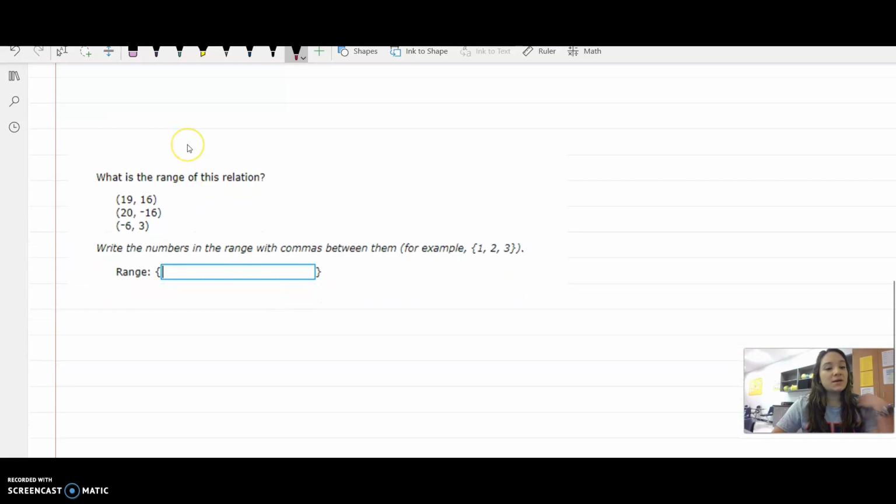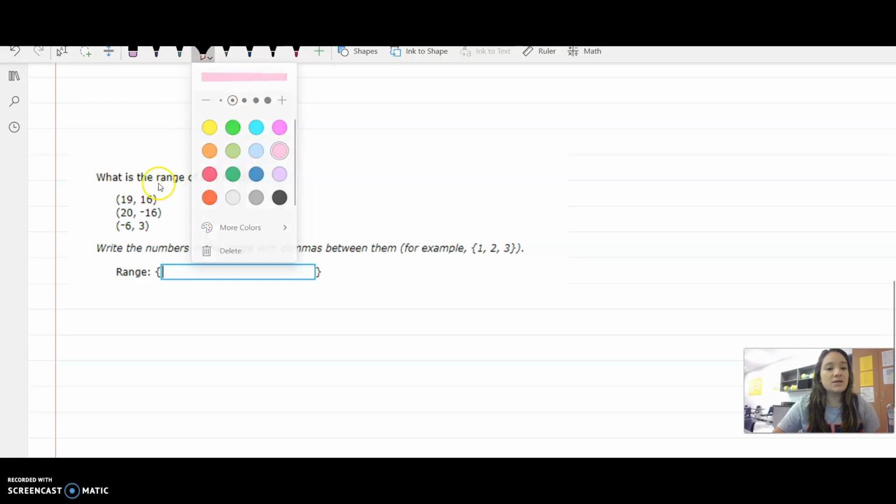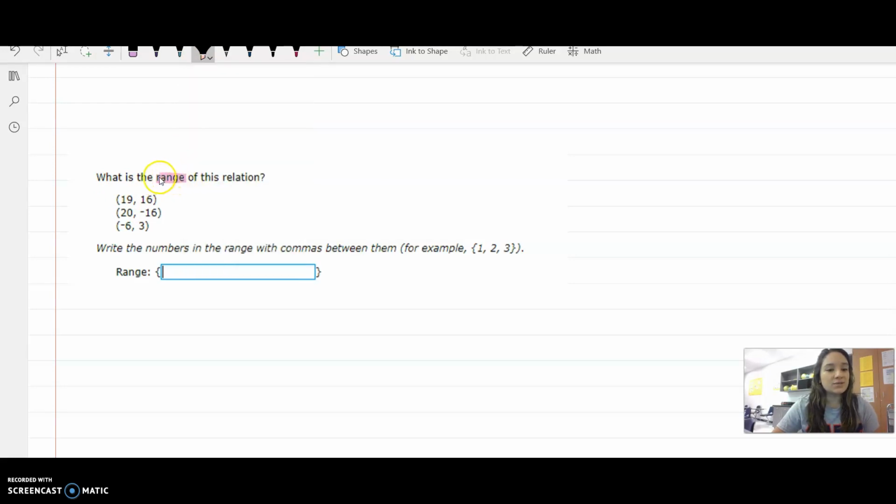Now, if you look at this one, it just gives you a set of points. It says, I have 3 points. What is the range of this relation? I'll highlight that in pink just like we did yesterday. When it says range, what that really means is the Y values. Okay? So let's just look at the Y values.